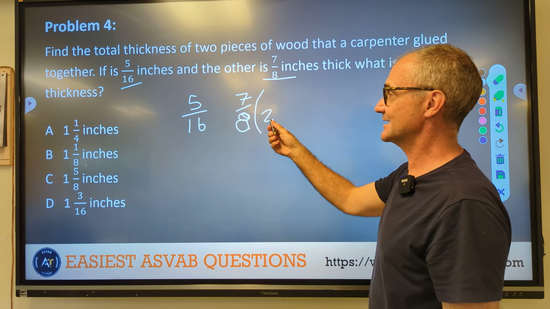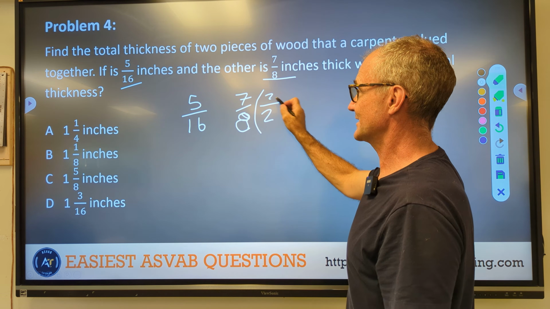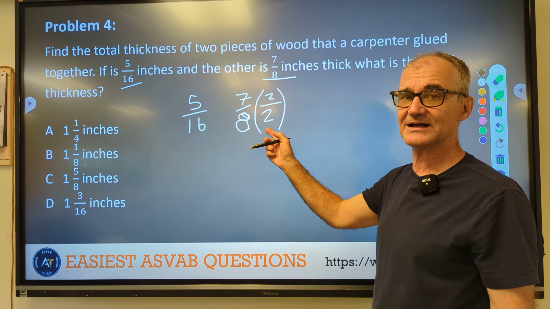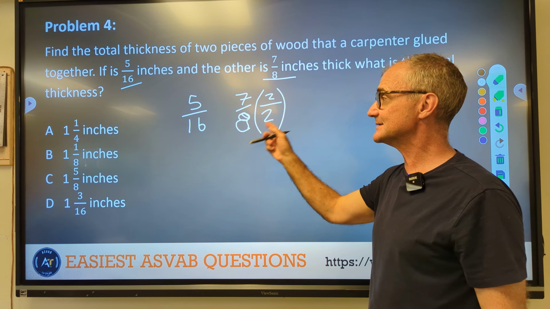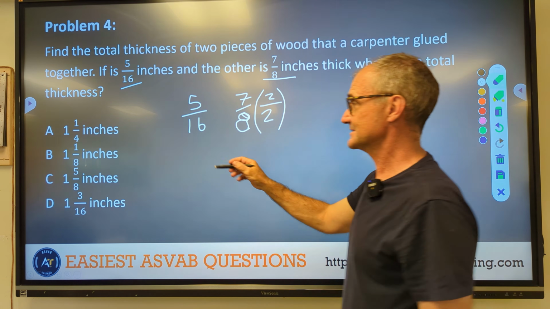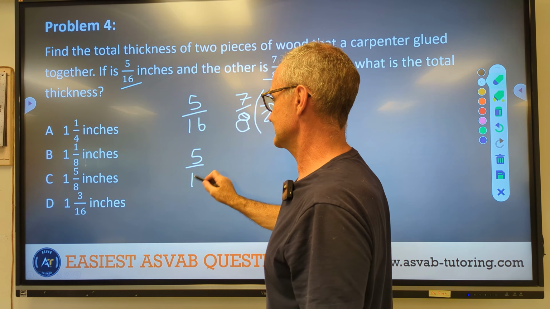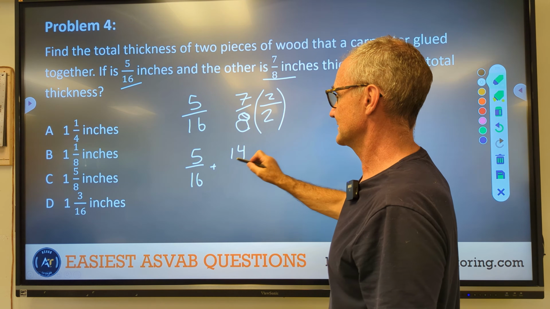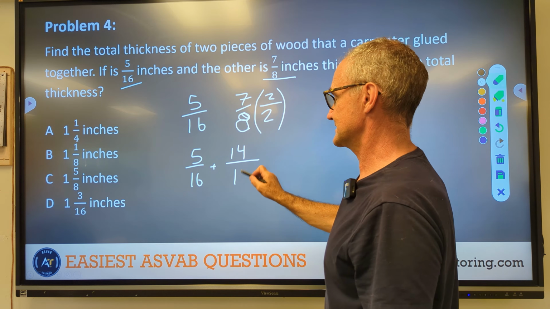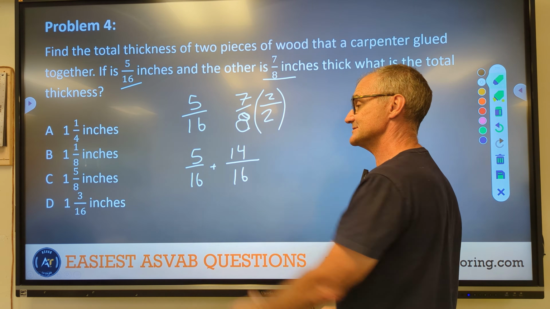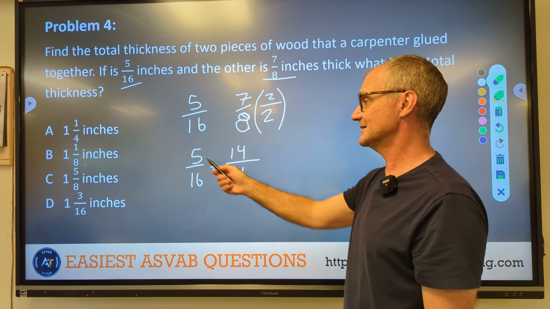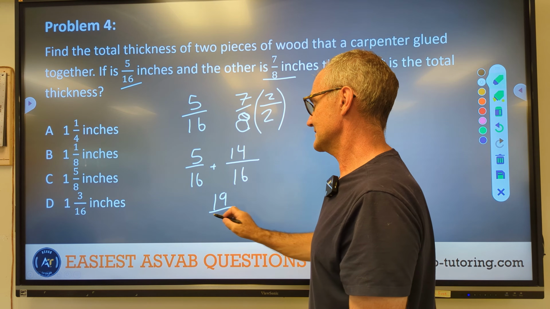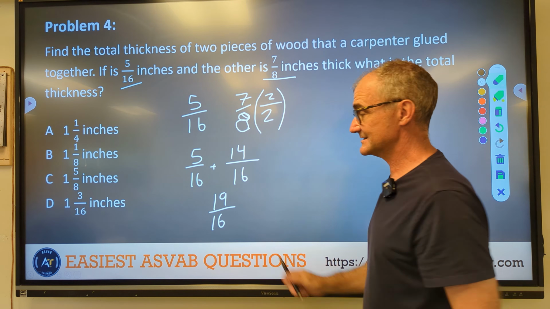So if I want to multiply that by a 2, I actually multiply by 2 over 2. That's equal to 1, so I don't change the value of it. But that gives me that 16 in the bottom. So now I have 5 over 16 plus 7 times 2, 14, over 8 times 2, 16. Now I have that bottom number the same. I have a common denominator. I add across the top, 19, and I keep that bottom number there. So that's how I add fractions.